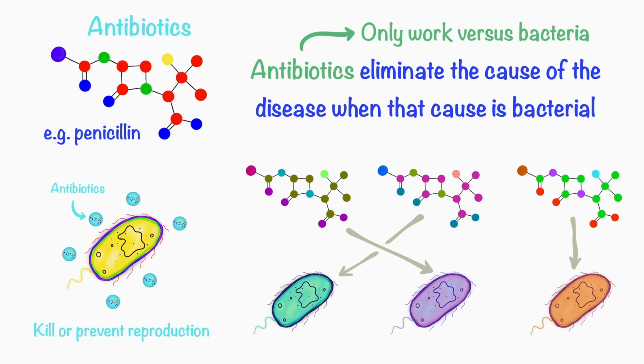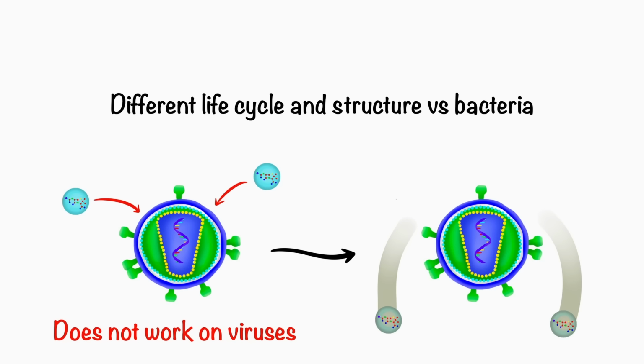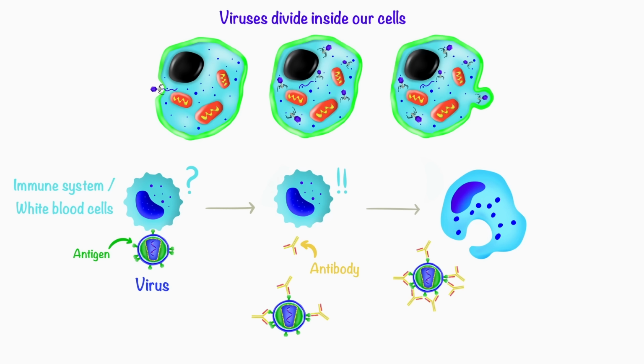A key limitation of antibiotics is that they only work against bacteria. They have no effect on viruses that cause diseases like colds or flu. This is because viruses have a completely different structure and life cycle compared to bacteria. Viruses reproduce inside our body cells, which makes it very difficult to develop drugs that can destroy the virus without also harming our own cells. This is why many viral infections are treated by managing symptoms while our immune system fights the virus.